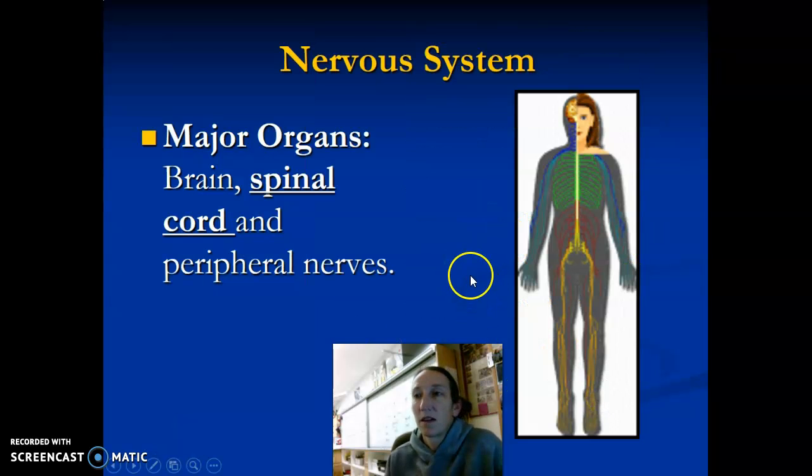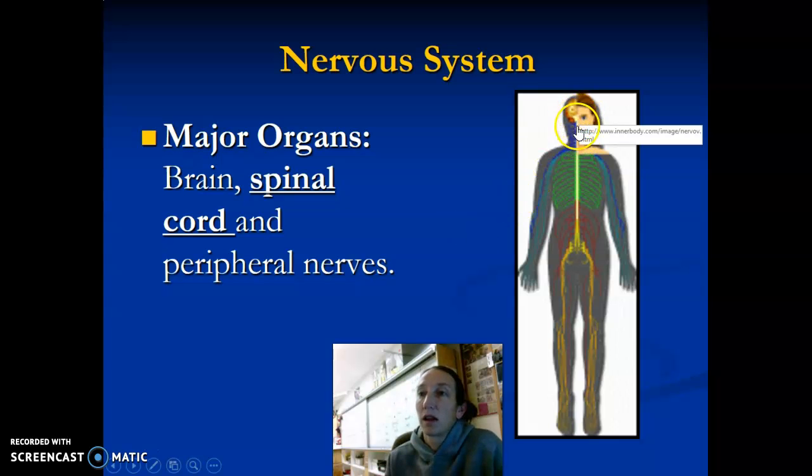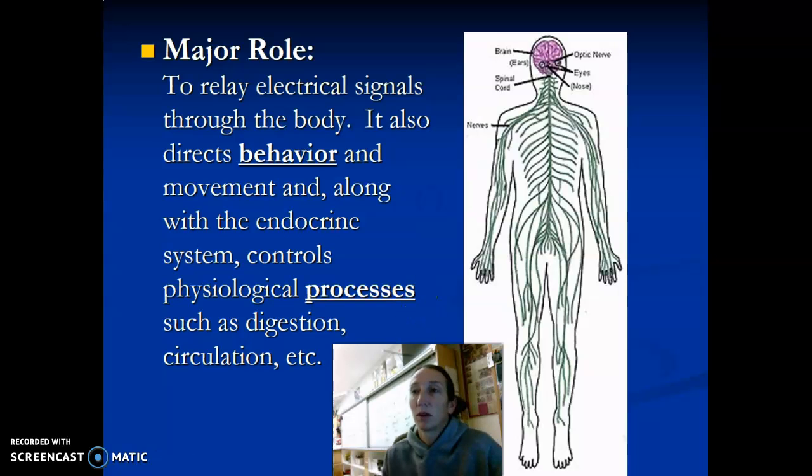All right, nervous system. This is huge. This is like the control center, kind of like the nucleus, the control center. So it's got your brain, the spinal cord, and then all these peripheral nerves that are branching off of it. Those are the major organs. And then what in the world does it do? It sends electrical signals throughout the body. So the chemical signals are endocrine, and electrical signals are the nervous system.